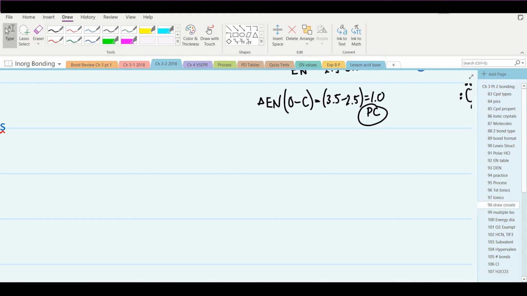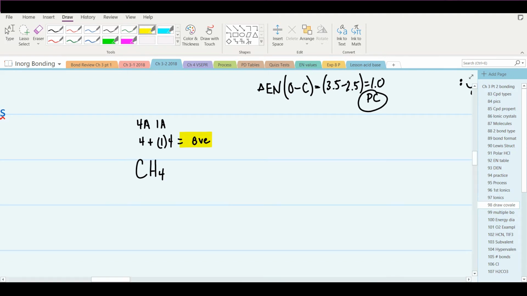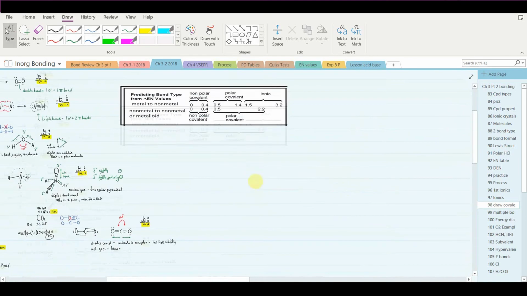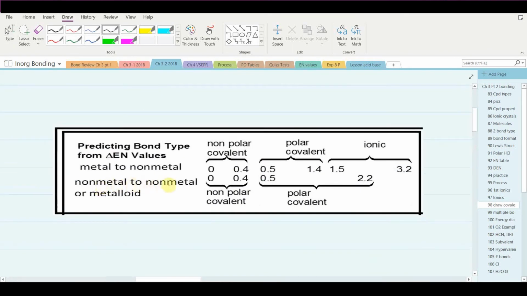Next molecule on the list is methane. Group 4A for carbon, group 1A for hydrogen. 4 plus 1 times 4 is only 8 valence electrons. Should be easy to draw. The electronegativity values are 2.5 and 2.1. The difference in electronegativity for a carbon to hydrogen bond, 2.5 minus 2.1, is 0.4. Now what is that? Remember on the table? That's an important point. For a non-metal to non-metal bond, 0.4 or less is so small it's considered to be non-polar covalent.